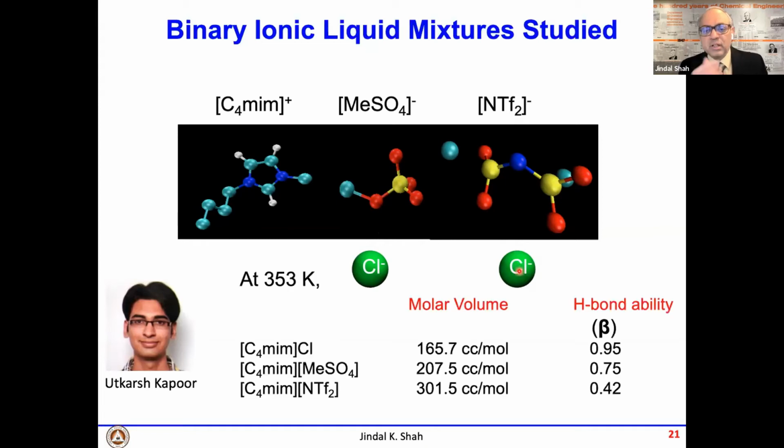And why did we choose these systems? If we look at the molar volume and hydrogen bonding ability of these systems, what we see is that chloride and methyl sulfate have fairly close molar volumes, and in terms of the hydrogen bonding ability parameter, they're also pretty close. However, when we look at C4-MIM NTF2, there's a huge difference in molar volume, and the hydrogen bonding ability is much smaller in comparison to either chloride or methyl sulfate.